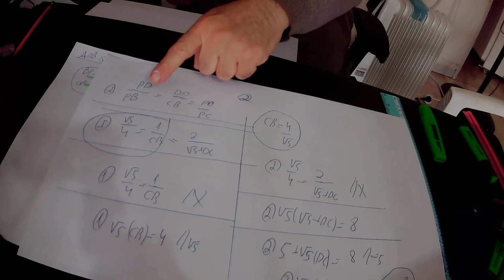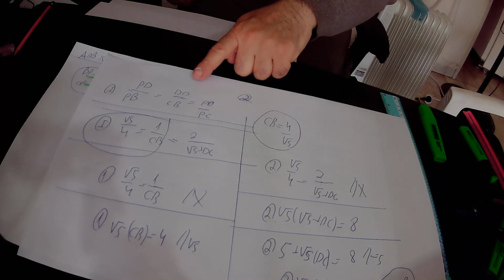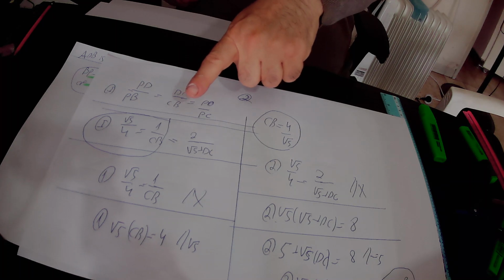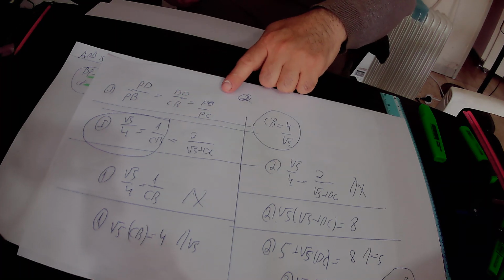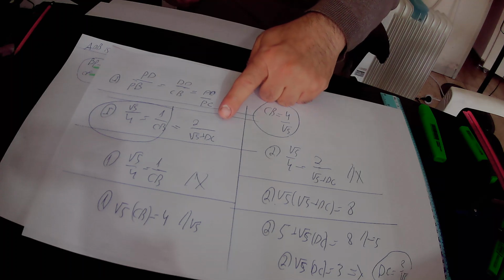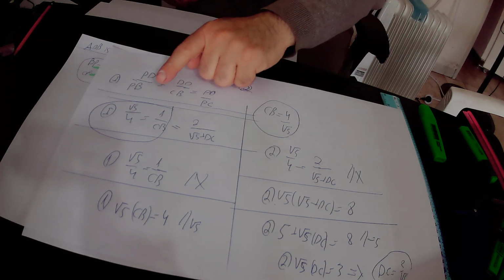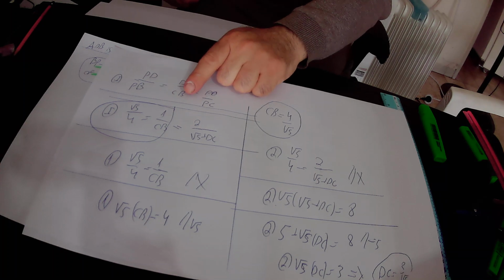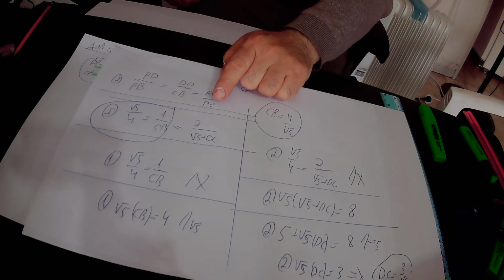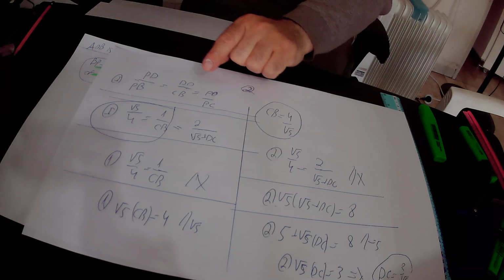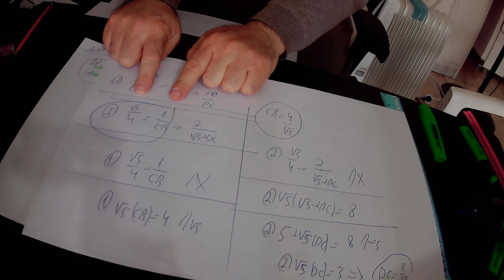PD is equal to 5, PB is 4, DC is 1, and CB is the missing side, so we leave this. PO is 2, and PC is equal to 5 plus DC. So according to equation 1, we found out that square root of 5 over 4 equals 1 over CB equals 2 over square root of 5 plus DC. Those two expressions are equal to each other, and therefore we get equation 1 from them.